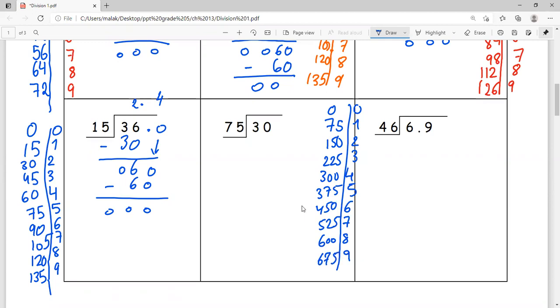675. Yeah, let's start. There's no zero because 75 is more than 2. So 0 up, 0 down. The remainder is 0. We put 0. Point up, 0 down. 300. We have 300. We put 4 up and 300 down. So the quotient is 0.4. Thank you.